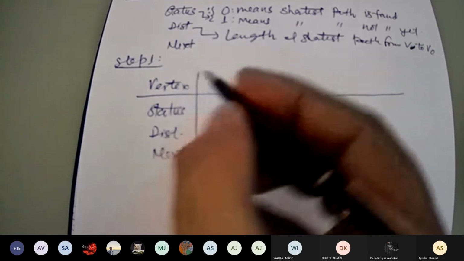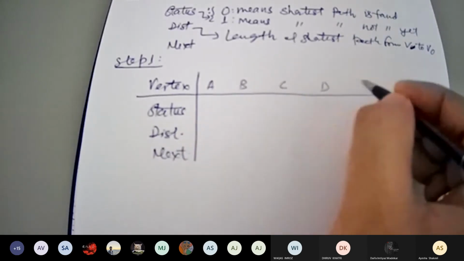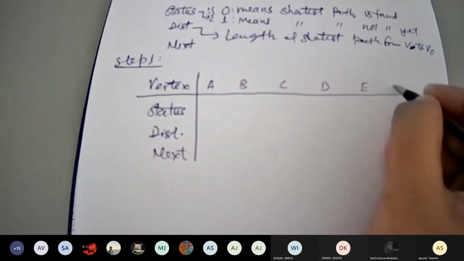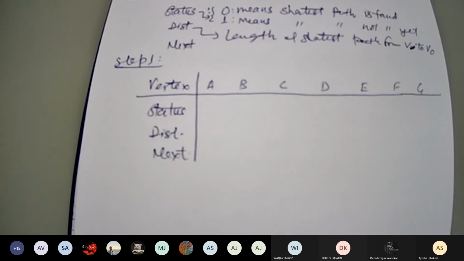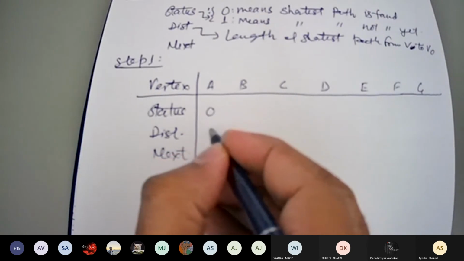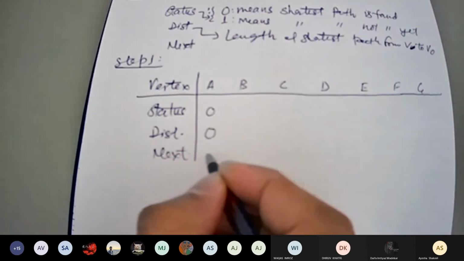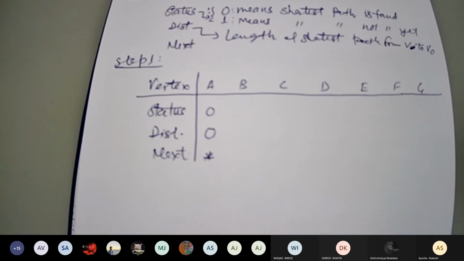Now let's write all the vertices: A, B, C, D, E, F, G. You are starting from A. So if you are starting from A, here status will be 0, distance will be 0, and next is nothing. So let's put it this way.